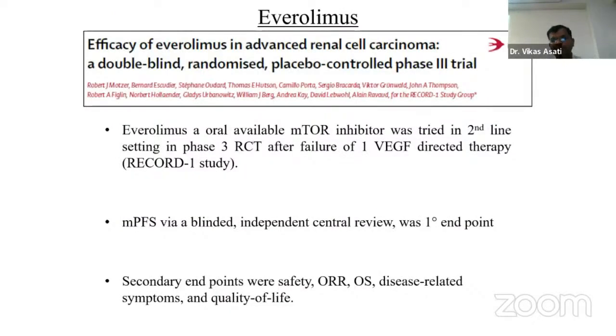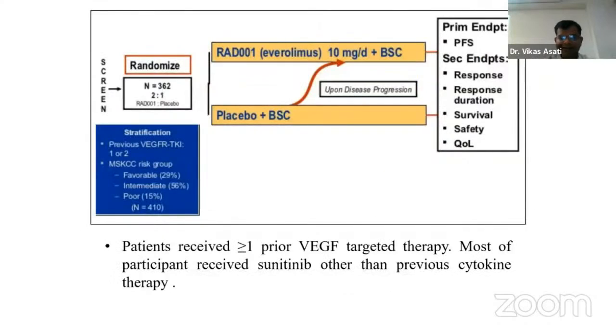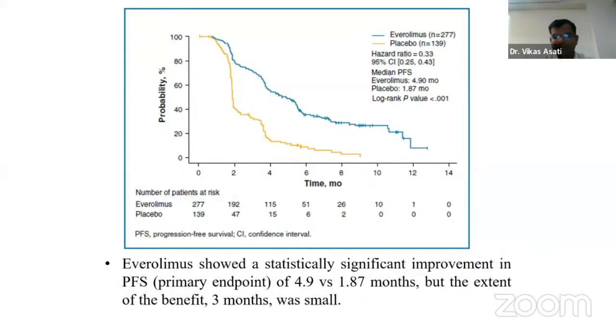The third drug is everolimus. Everolimus was studied in the RECORD-1 study. We know that it is an mTOR inhibitor. In this trial, the patients were randomized between everolimus versus placebo. So the control arm did not receive any active ingredient. And we can see the PFS, as expected, is better with everolimus, 4.9 months.